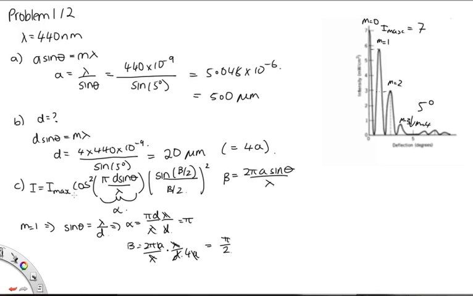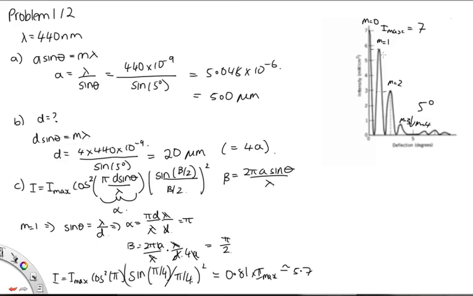So now we can substitute this in to get that intensity. We've got I is equal to I max cos squared pi. So this will be minus 1 squared, which will just be 1, times sine of pi on 4 all over pi on 4 squared. Solving that on the calculator, we end up with 0.81 times I max. And then the I max we said was approximately 7, so this should be approximately equal to 5.7. And if we look at this, you can see this is approximately 5.7, just below the 6. So that one is correct.